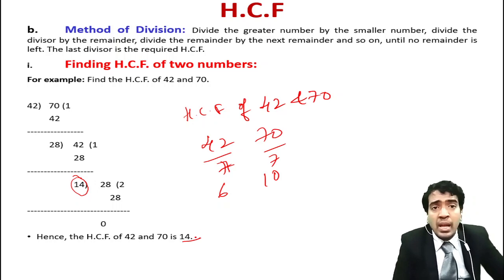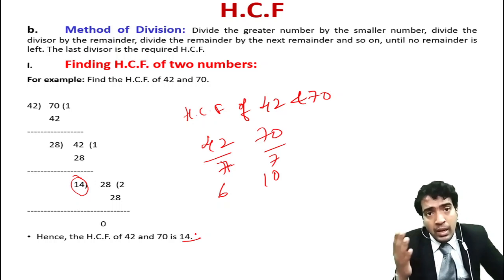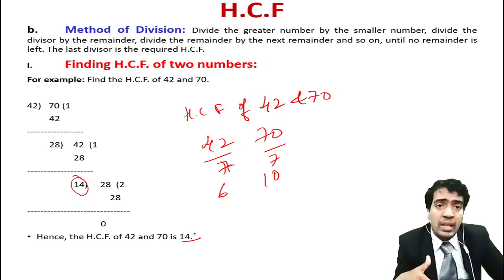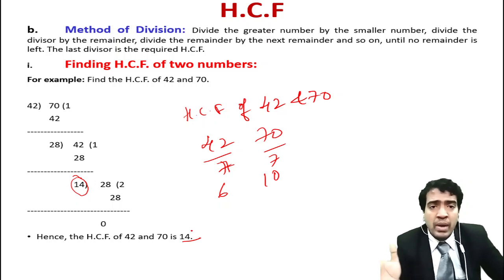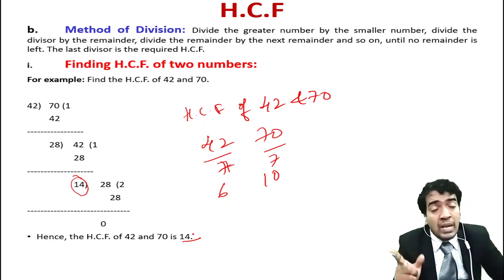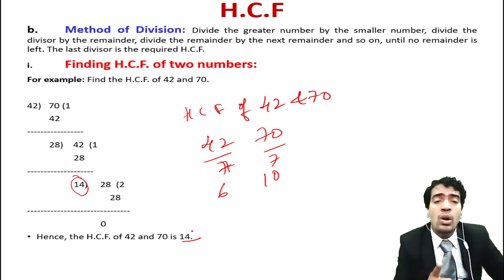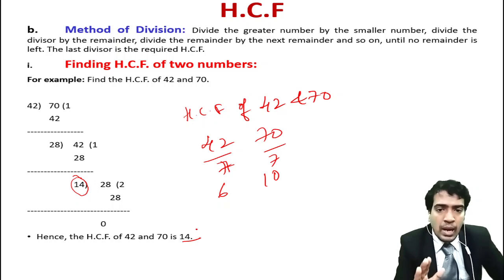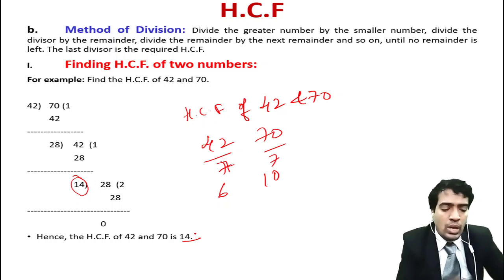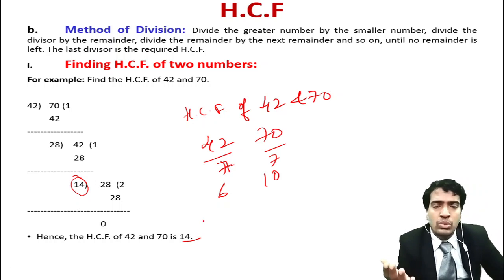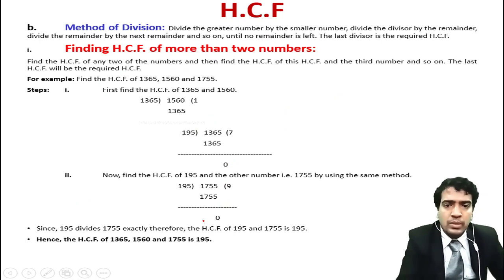Okay. There may be common factors which are lesser than the HCF that may divide the given numbers. But there will never be a bigger number greater than the HCF that can divide all the given numbers exactly. So that is the concept of HCF. And this is the method of division using two numbers. Let us look at the method of division using more than two numbers.